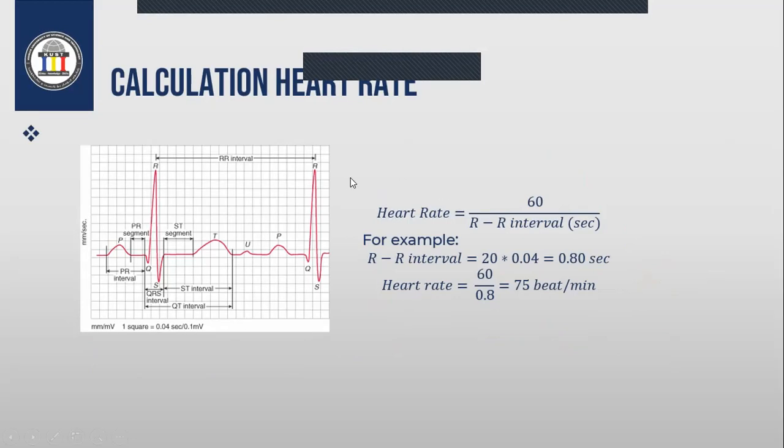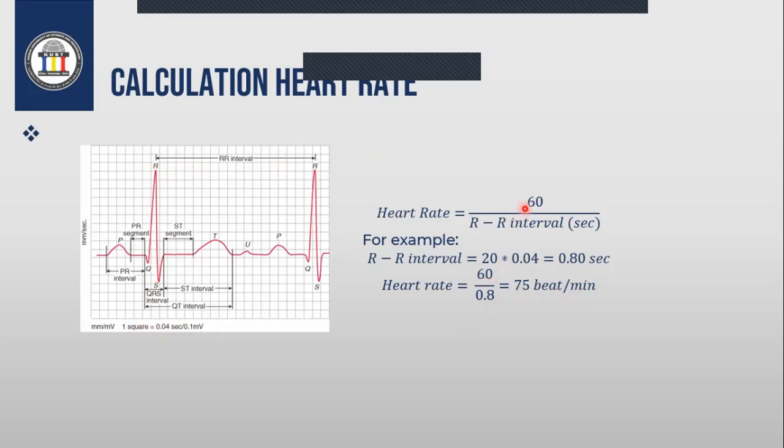Here you will understand how to measure the heart rate using the ECG diagram. We measure using the distance named the RR interval. If you count how many squares we have, you will find we have 20 squares between this R and this R. Each square is equal to 0.04 second. Then the heart rate will be 60 over the RR interval in seconds. So the RR interval is 20 squares multiplied by 0.04, which is 0.8 second. Then 60 over 0.8 second will give you 75 beats per minute.